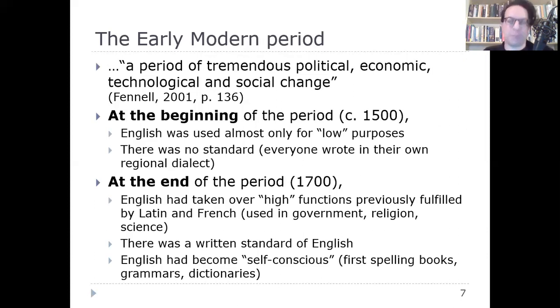At the end of the period, by contrast, in 1700, English had taken over the high functions previously fulfilled by Latin and French. In other words, English was now used by the government. It had become an important language in religion, in science, and so on. There now was a written standard form of English, and English had become a self-conscious language. And we'll see what that means in a few minutes. The first spelling books were appearing, the first grammars, the first dictionaries were being written, and so on.